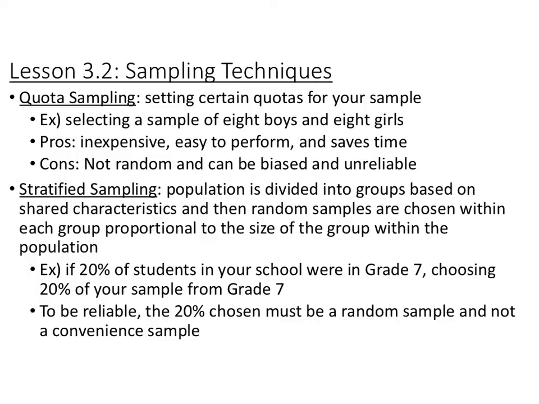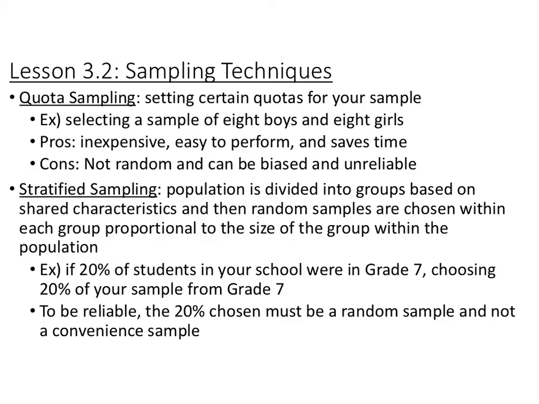Usually it can be pretty inexpensive and easy to perform, saves time. If you need to go out and collect data for 40 people, you say, okay, I want 20 girls and 20 boys. Cons, usually not random, usually kind of convenient sampling. It could therefore be biased and unreliable.